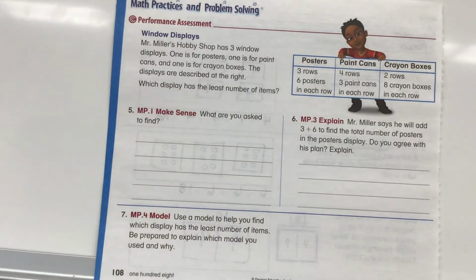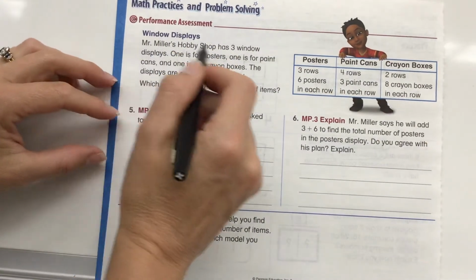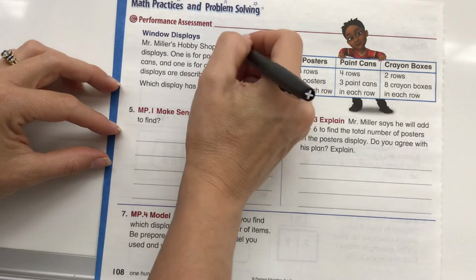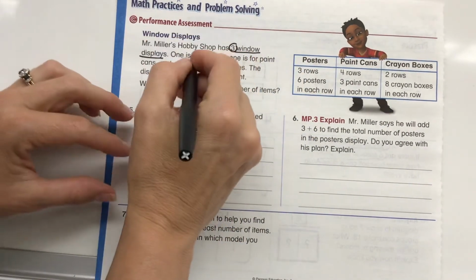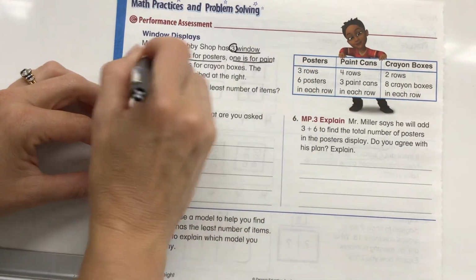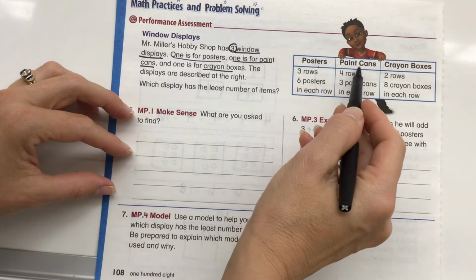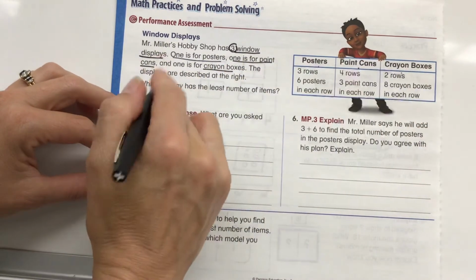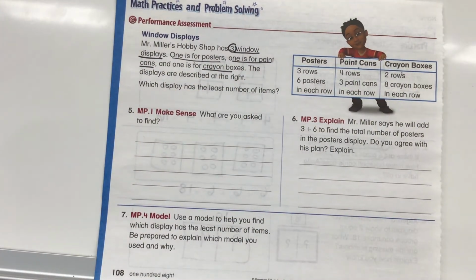Ooh, this one looks like it's going to ask us a lot of different questions, so we got to be ready. Window displays. Mr. Miller's hobby shop has 3 window displays. So I'm going to circle 3 window displays. One is for posters, one is for paint cans, and one's for crayon boxes. So we can see this here. Posters, paint cans, crayon boxes. The displays are described at the right. Which display has the least number of items?